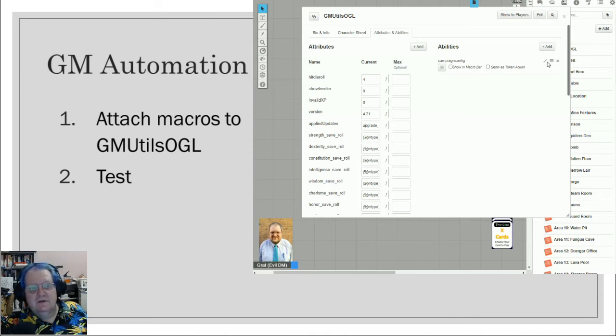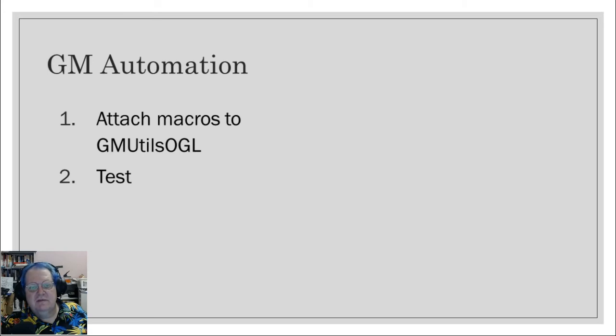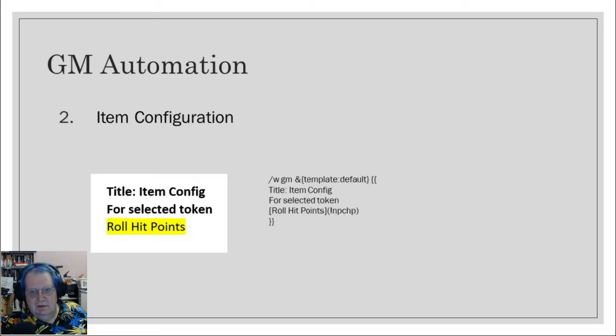Once we've done that, to test it works, we'll just click on the button with the Roll20 symbol on it, and that'll run that macro for us. So now I'm going to do the same thing for the item configuration menu. This menu will currently only have one item in it, the item to roll individual hit points for the currently selected token.